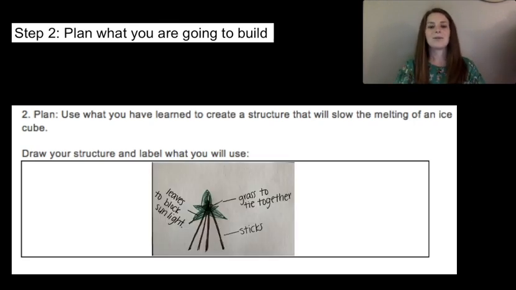Here's my example. I decided that I was going to use some sticks to make a structure. Then I was going to use a piece of grass to tie those sticks together up at the top. And finally, I was going to put leaves up at the top to block the sunlight because I remember that in order for Earth's surface to stay cool, the sunlight cannot reach the surface. So what I did is I drew my picture and then I labeled it so I knew exactly what I was going to use. Now the next part is the fun part.